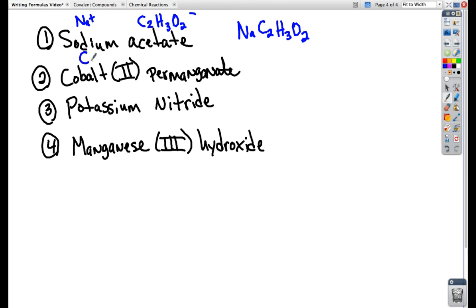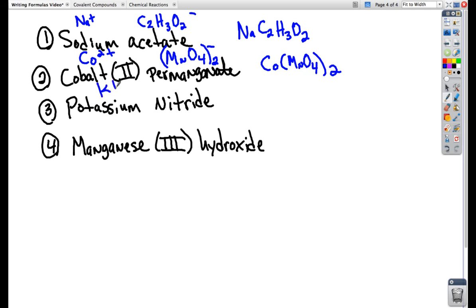Cobalt 2 permanganate. Cobalt 2 is Co2 plus. Permanganate is MnO4 minus. They are not the same size. This is positive 2. This is minus 1. So we crisscross. The 2 comes over to the permanganate in parentheses. We don't have to move the 1, so we'll put the 2 there. And our answer is Co, parentheses, MnO4, close parentheses, 2.